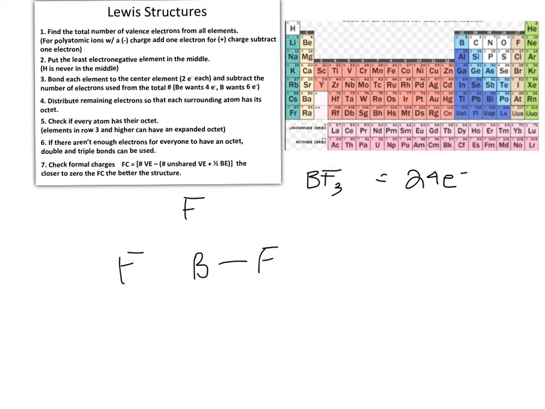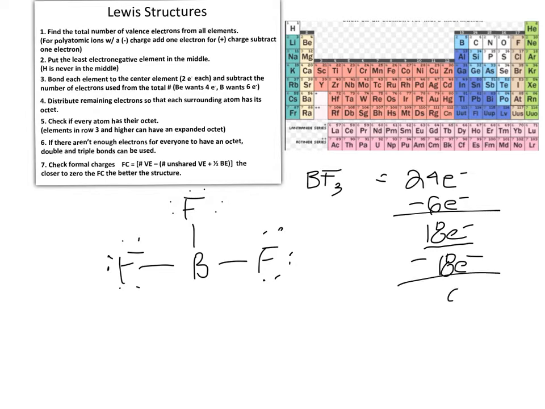We bond each exterior atom to the central atom, so we've used a total of 2, 4, 6 electrons. We subtract that 6 from our total valence, leaving us with 18. We then take these 18 and distribute them to the exterior atoms. 1, 2, 3, 4, 5, 6, 7, 8, 9, 10, 11, 12, 13, 14, 15, 16, 17, 18. We subtract out these 18 electrons that we used, and we have 0 electrons left over.